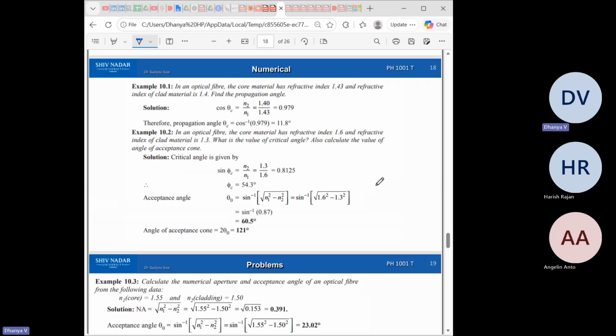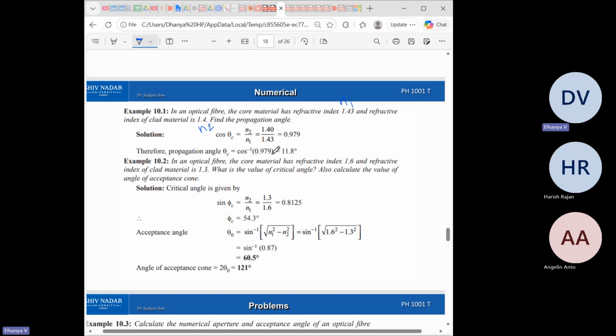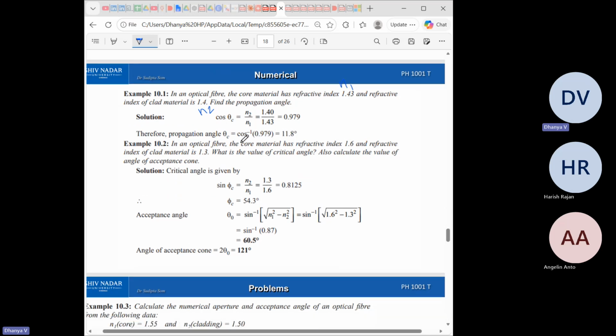In an optical fiber, the core material, core I told you is N1, correct? And the refractive index of the clad material is 1.4, that is N2. For your propagation angle, your cos theta is equal to N2 by N1. You will get your answer. Your theta will be cos inverse of whatever this is. I think you can just leave it with this step also. That works.